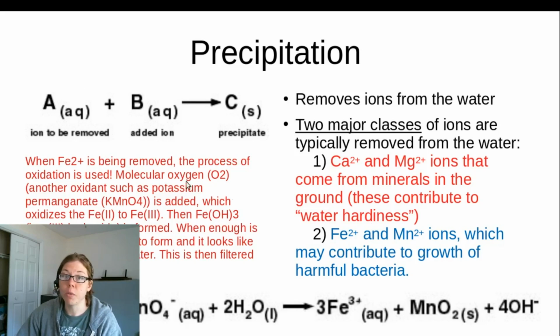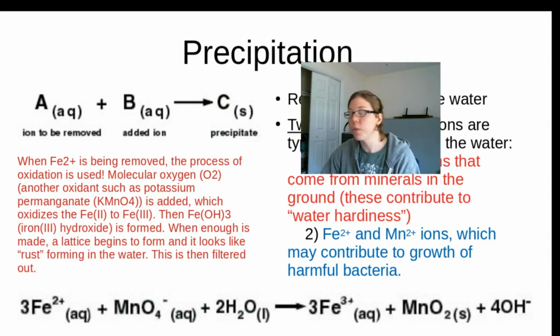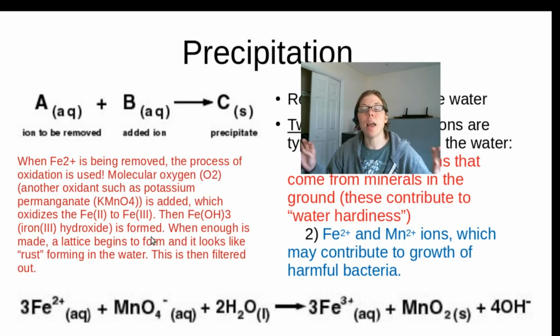When iron is being removed, the process of oxidation is used. Molecular oxygen can be used, or potassium permanganate is added. If you look at this chemical equation down here, you can see the iron is reacting with the permanganate in the H2O. What happens is iron(III) hydroxide is formed. When enough of that starts to form, it creates almost like a lattice. This is the precipitate, and because it's non-water soluble, it is actually filtered out.